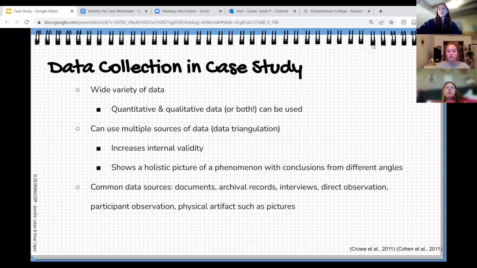And you can also use multiple sources of data, which increases the internal validity because you are using data triangulation. And this can also help to show a more holistic picture of a phenomenon with conclusions from different angles. Some common data sources in case studies are documents, archival records, interviews, direct observation, participant observation, and physical artifacts like pictures.